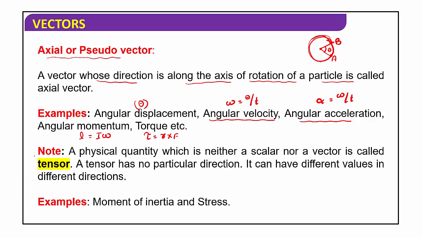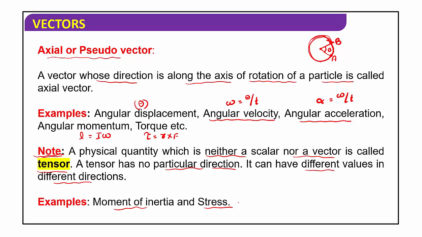And you can remember one important note here. What is that note? A physical quantity which is neither scalar nor vector is called a tensor. Neither scalar nor vector. A tensor has no particular direction. It can have different values in different directions. That means some quantities, magnitude and direction, change according to their direction. For example, moment of inertia and stress.